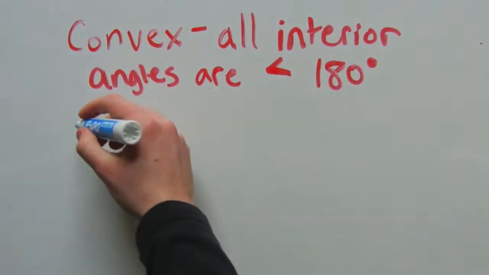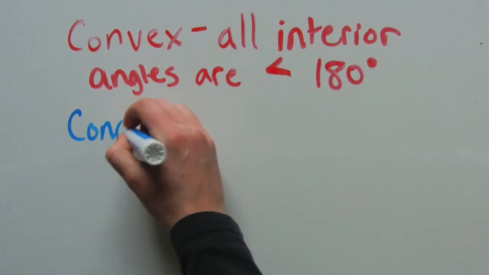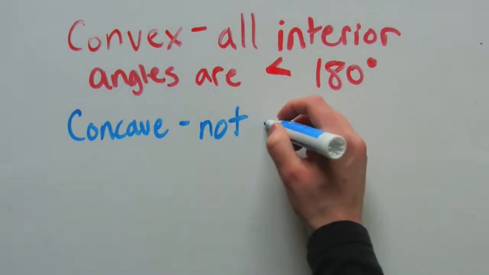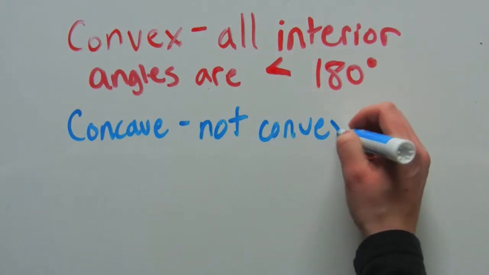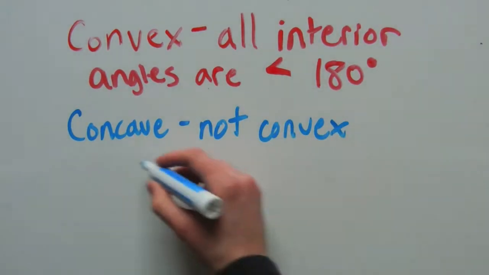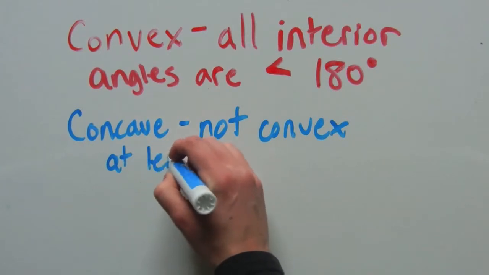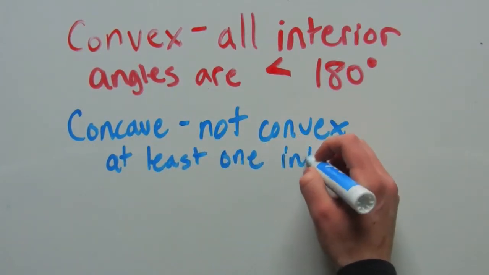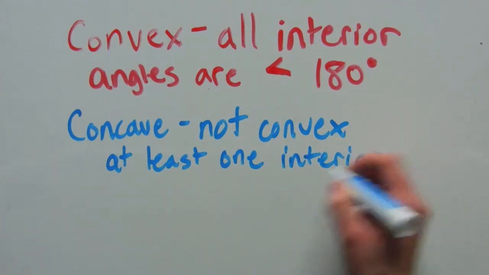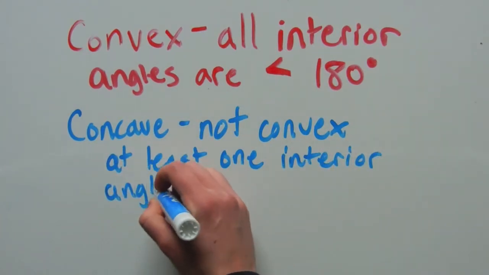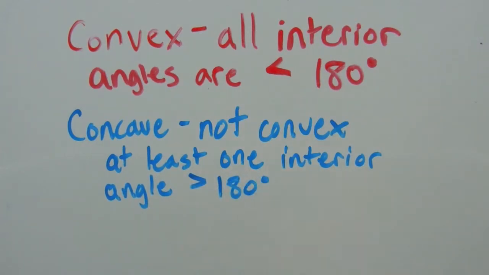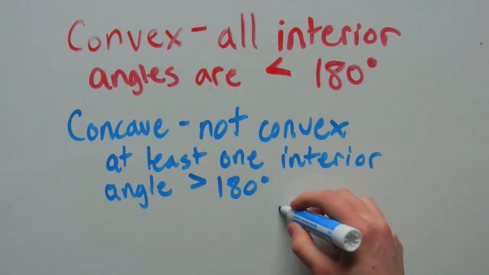Now, unlike convex, we have concave. Concave is simply not convex. So that means at least one interior angle is greater than 180 degrees. So a concave shape would look like this.